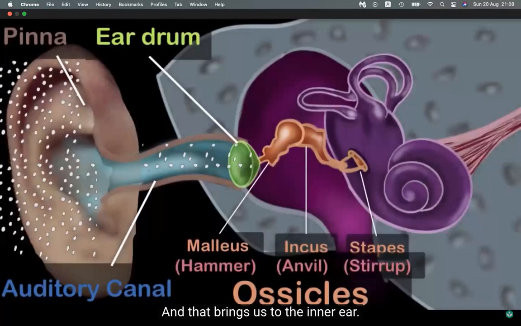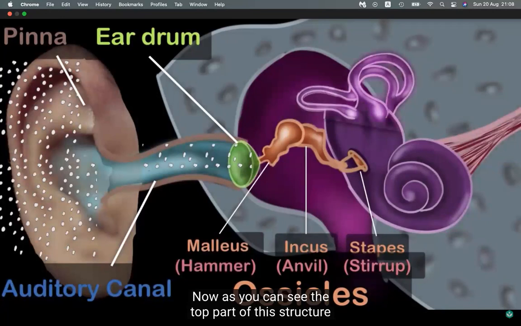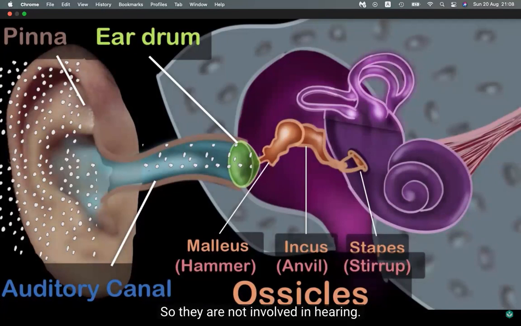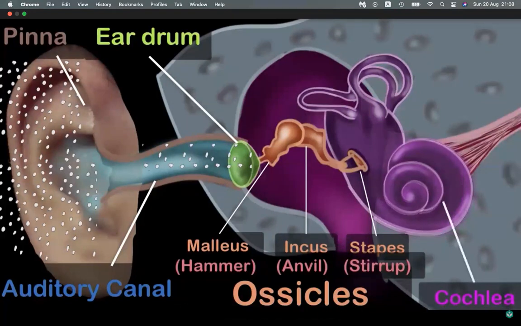And that brings us to the inner ear. The inner ear consists of a bony structure, which is shown in purple. Now, as you can see, the top part of this structure consists of 3 semicircular rings. They help us in maintaining our balance when walking or dancing or whatever we do. So they're not involved in hearing, so not so important for us. The part that's involved in hearing is this snail-like structure. This is called the cochlea.